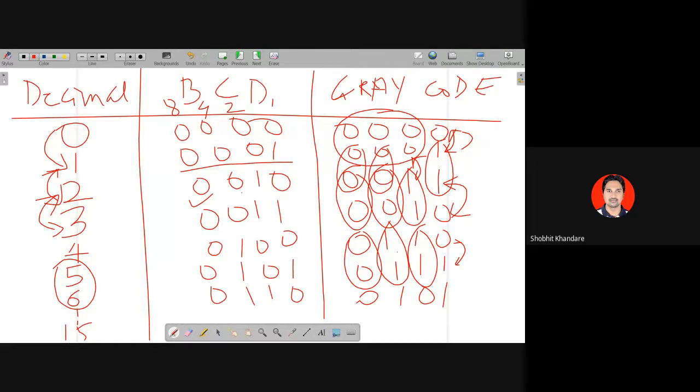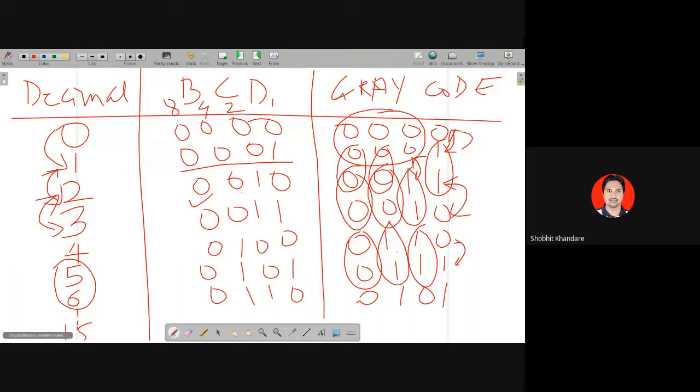You can cross check, but because of space constraint, I am not able to complete for 7, 8, 9, 10, 11, 12, 13, 14, 15. But if you take any random two consecutive numbers, you will be able to see that there is only one bit change at a time. Do you agree with this, everyone? Yes, sir.